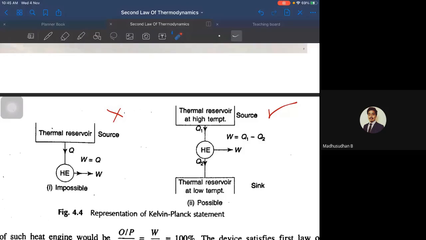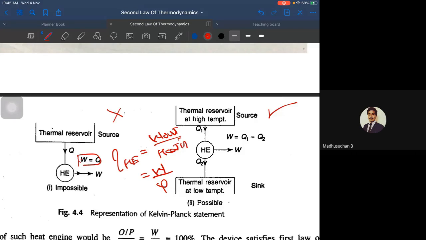Now, listen. In this impossible case, if I try to calculate the thermal efficiency of a heat engine, what is the thermal efficiency of a heat engine? It is work output divided by heat input. Here work output is W and heat input is Q. But according to this impossible case, your work will be equal to heat. Whatever heat you're supplying, the total will be converted into work. So work and heat cancel because they are equal. Then what will be the efficiency of the heat engine? It would be 100%. That means Kelvin Planck wants to say that the efficiency of a heat engine cannot be equal to 100%. Got the meaning? Yes, sir.